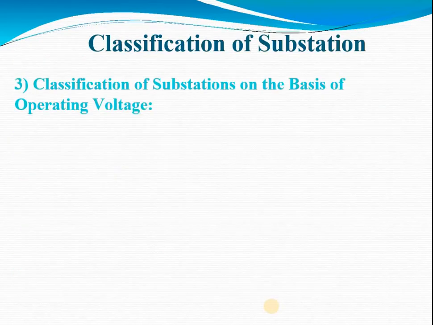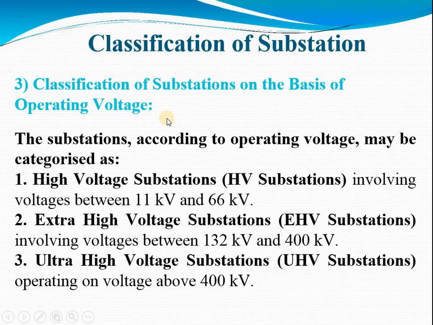The next type is classification of substations on the basis of operating voltage. The voltage which we are using for a particular substation gives the names high voltage, extra high voltage and ultra high voltage substations. The high voltage substations use voltages between 11 kilovolt and 66 kilovolt.